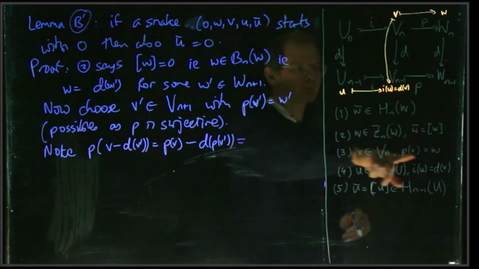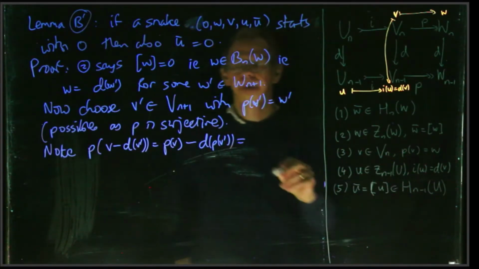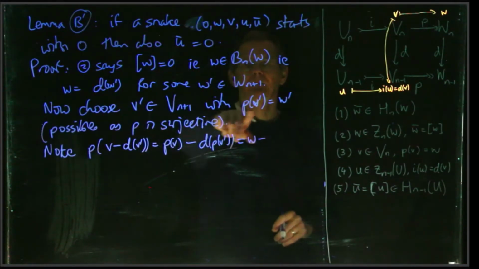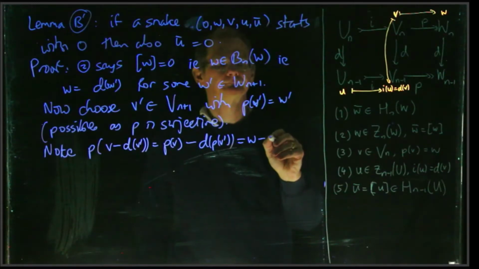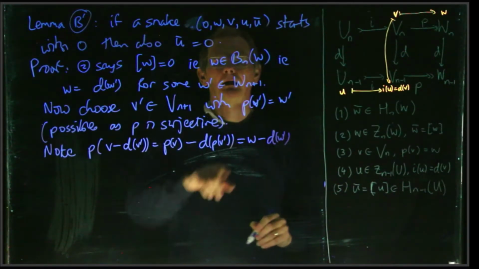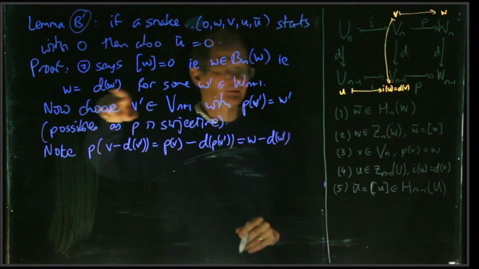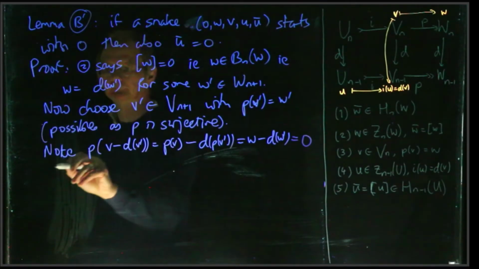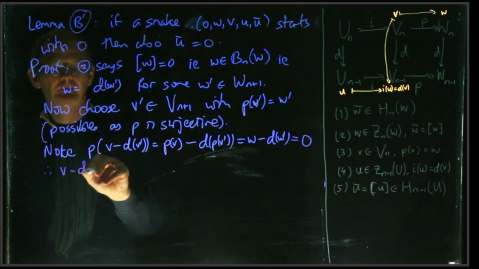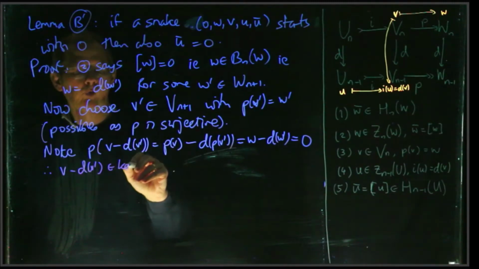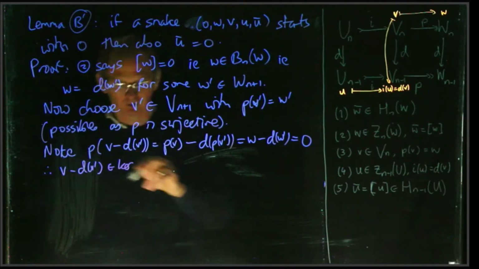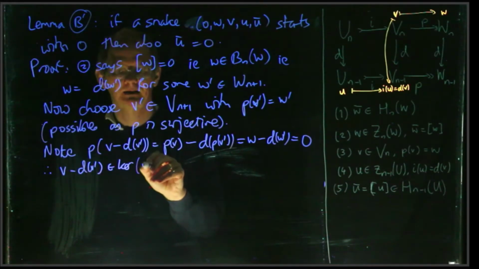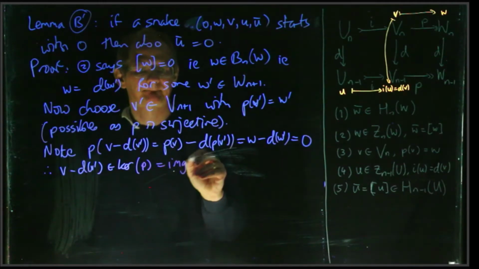And P of V, by this condition 3 here, is W. And P of V prime is W prime, so that's dW prime. But we said here W is equal to dW prime, so this is just 0. So our V minus dV prime is in the kernel of P, which is the image of I.